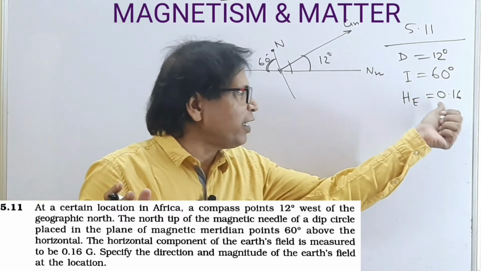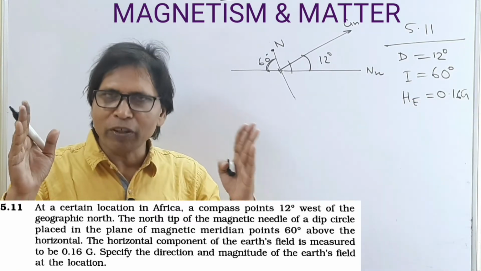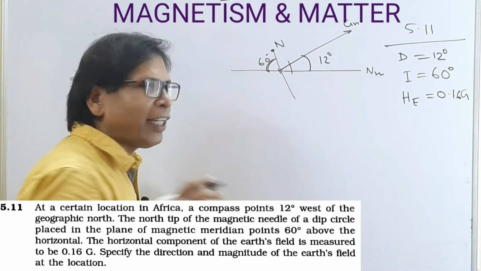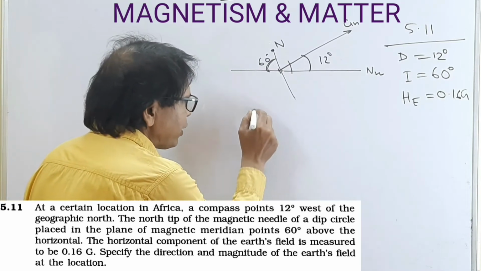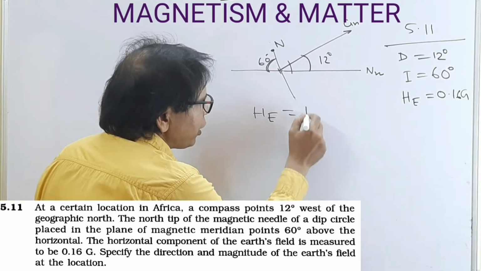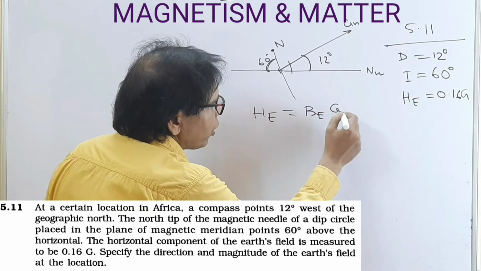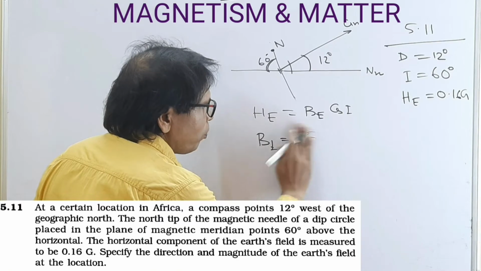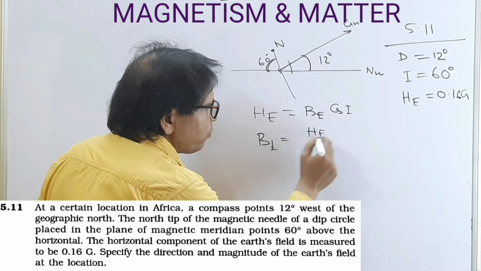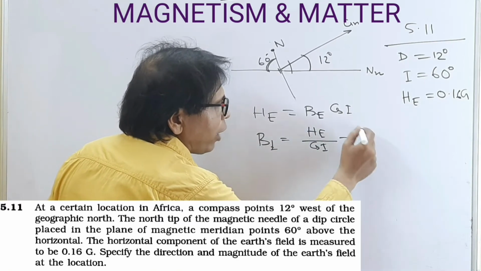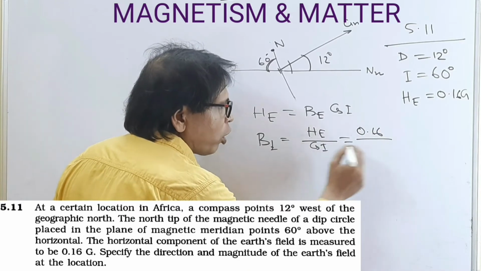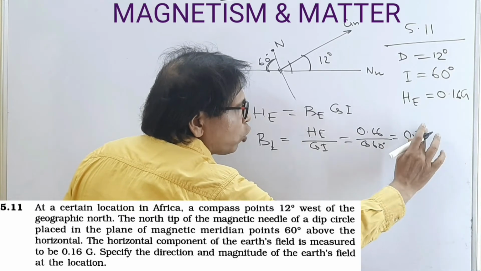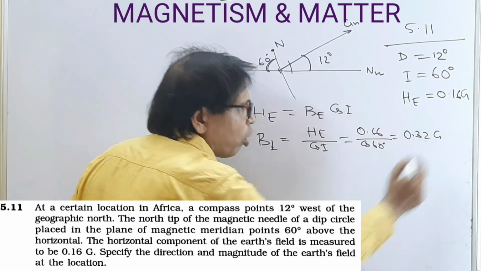Now the horizontal component is given. We have to calculate the earth's magnetic field. Now look at this, as the angle of inclination is I, H_E equals B_E cos I. So B_E equals H_E by cos I, H equals 0.16, and this is cos 60. Cos 60 means half, so this is 0.32 Gauss.